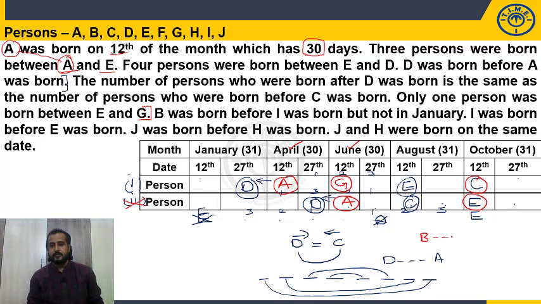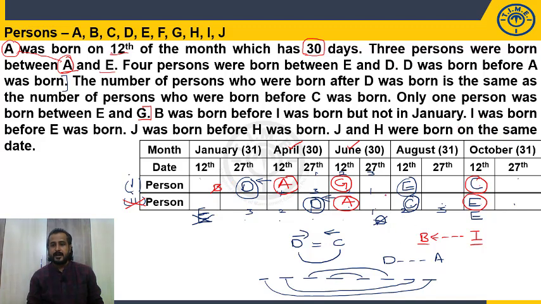B was born before I. They did not mention immediately before. Just it is given B was born before I. So in the arrangement, B should come before I, but not in the month of January. So B will not be here. Right. Next, what is given?